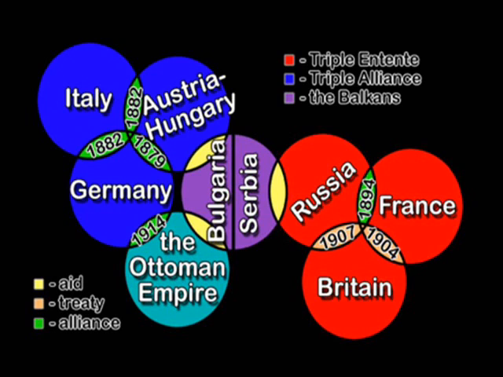Correct. And there's all sorts of different types of alliances, and the type of alliance that we're talking about is a defense alliance, where you make an alliance to say, if someone hurts you, we're going to come to your aid. And that's what we'll see happen at the start of World War I.